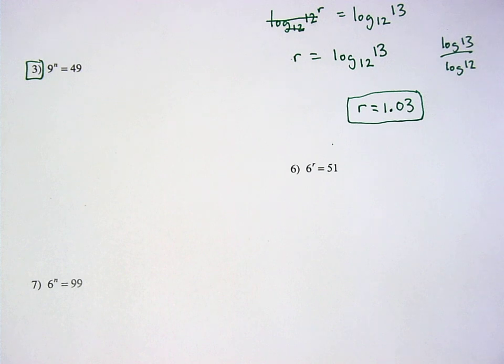Right, so you're trying number 3 right now with your partner. Go for it. That's a quirky nine.